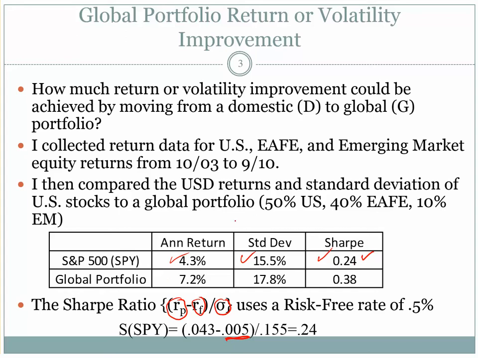Over that same period, I constructed a portfolio that was 50% U.S., 40% developed markets, an EFA fund, and 10% developing markets, or an EMA fund. That portfolio had a 7% return, 17.8% volatility. And when I computed a Sharpe ratio, you can see it had a better return per risk ratio. And this Sharpe ratio is very important in finance.